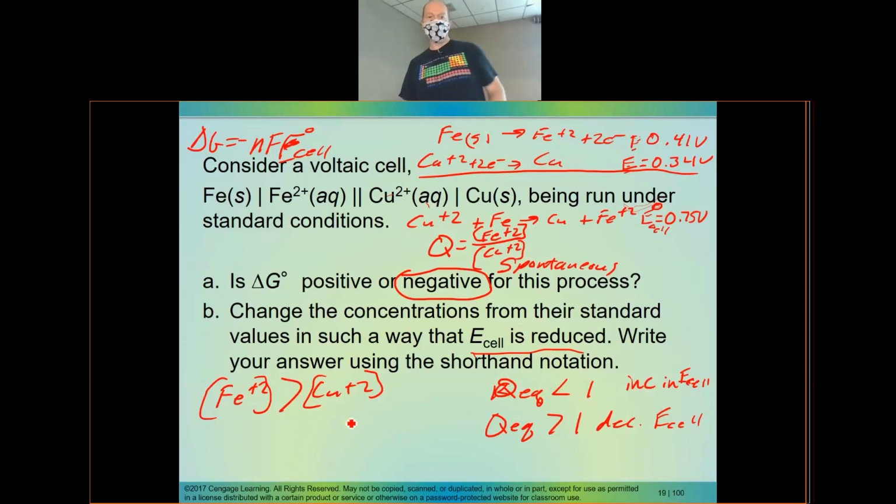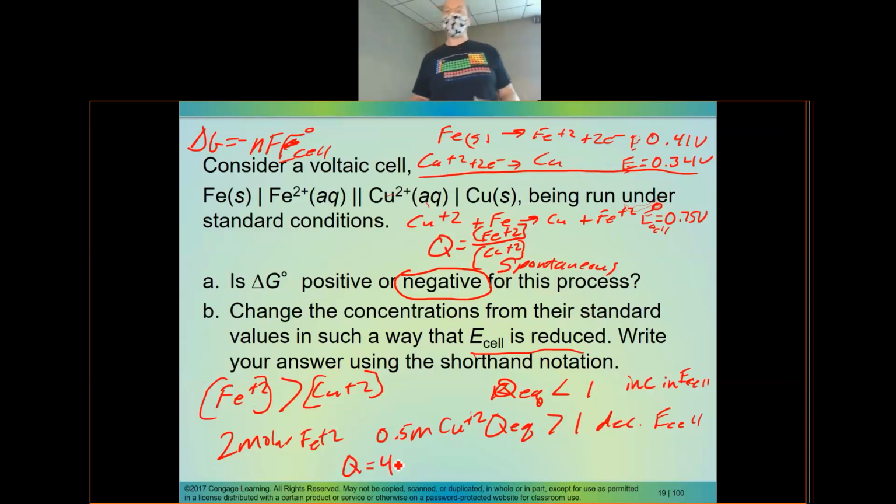So any number you pick, if you want to pick 2 molar for your Fe+2 and 0.5 molar for your Cu+2, you can do a quick calculation. You put in the 2, you put in your 0.5, and your Q value is 4. All right, so that is greater than 1, and that would give you a decrease in your E cell value.